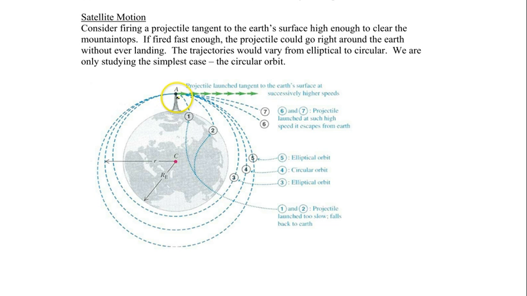And then, if you fire it even fast enough so that you can finally get away from the Earth's gravitational pull, then you'll go along paths 6 and 7, which will then spiral away from the Earth. We'll study 6 and 7 a little later on when we talk about what's known as the escape velocity. And I can't explain that at this point in this chapter because it involves the use of conservation of energy. And that comes in next chapter.